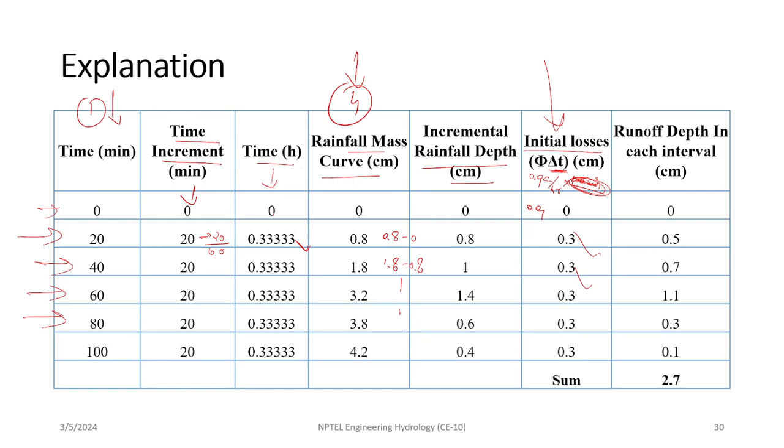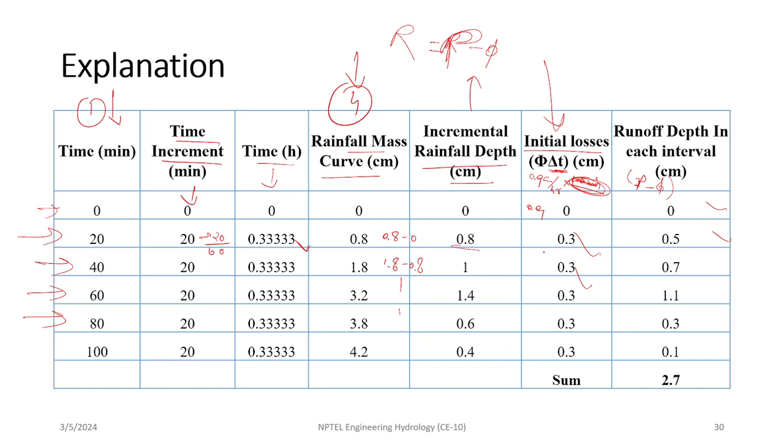So you got how we compute the losses: we just multiply the phi value with delta t, the incremental time value in hours. Now we have incremental rainfall depth, and we also know phi. So P minus phi, sorry, don't take it as r, take it as P, the representation of rainfall for our case. P minus phi gives you the runoff depth in each interval. So this runoff depth is the difference between incremental rainfall, that is P, and phi. You will be getting the idea now.